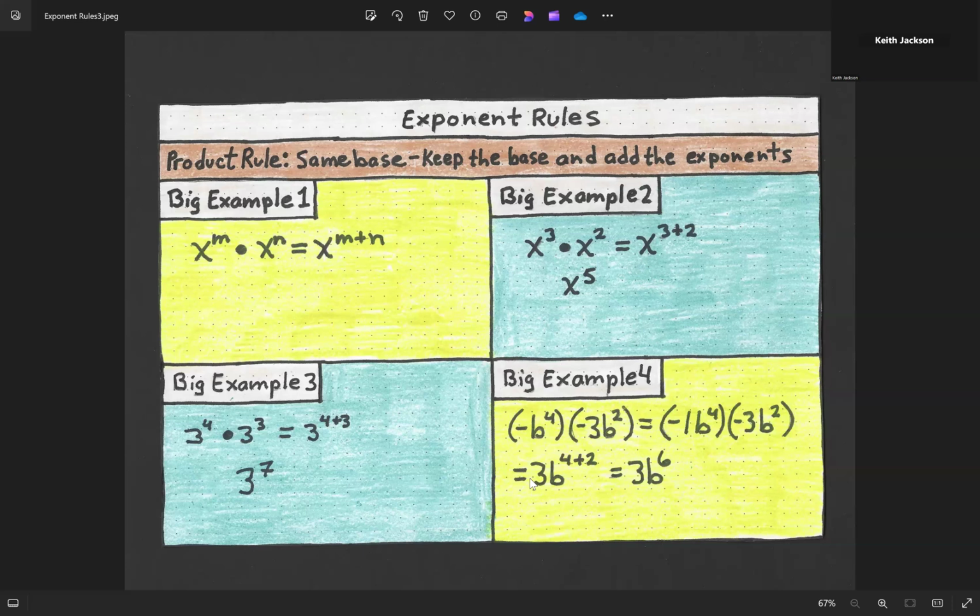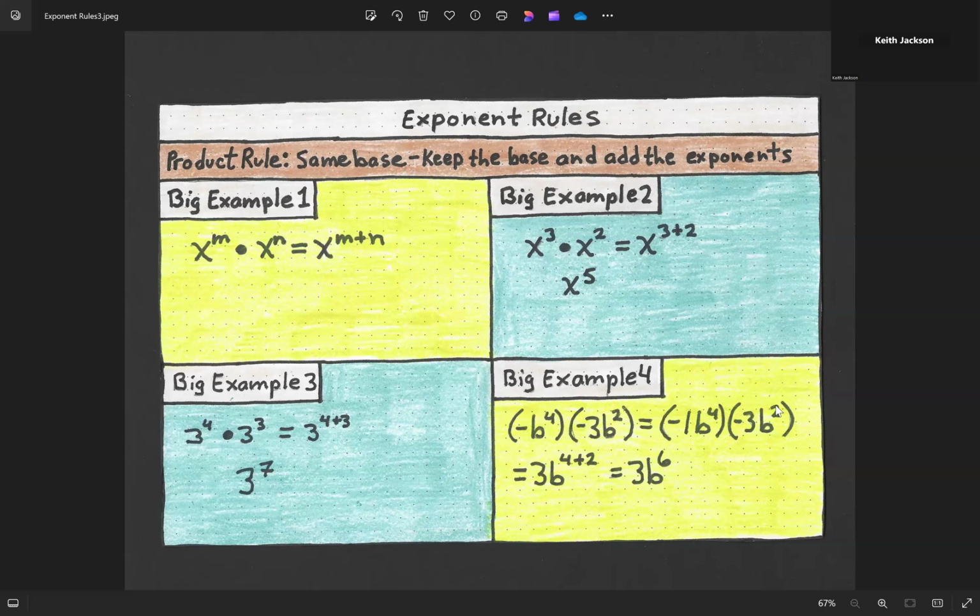Now, I wanted to spend a little time on big example 4, in which we have the quantity of negative b to the fourth times the quantity of negative 3b to the second power. Before we work this out, let's rewrite it this way. Let's write negative b to the fourth power as a negative 1b to the fourth power because they're really the same thing. Okay, so we have the quantity of negative 1b to the fourth power times the quantity of negative 3b to the second power.